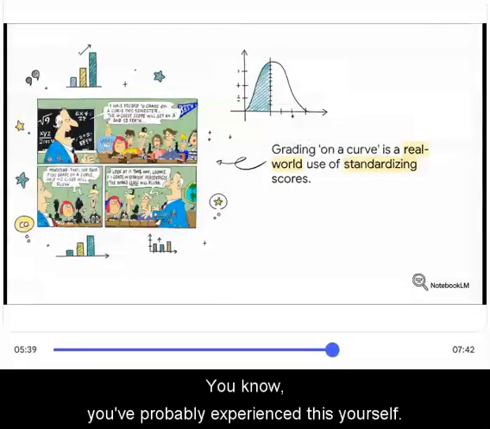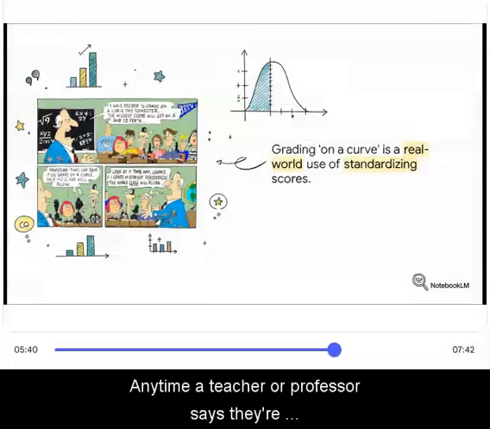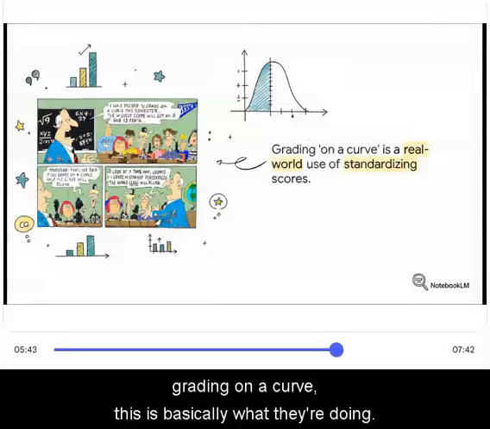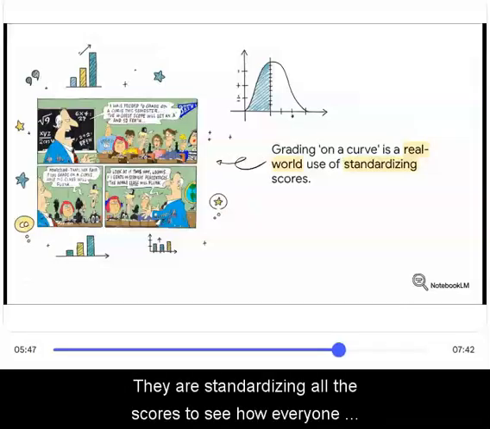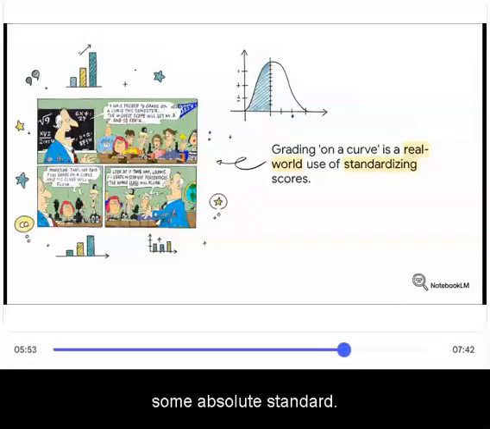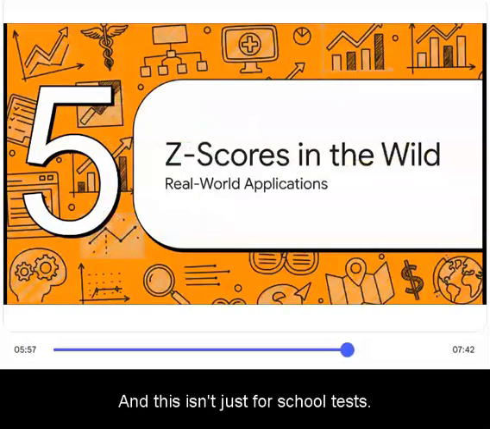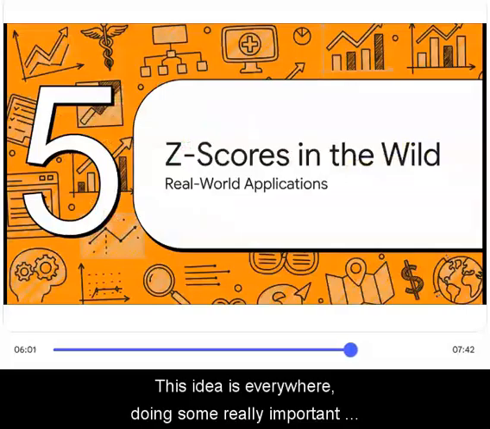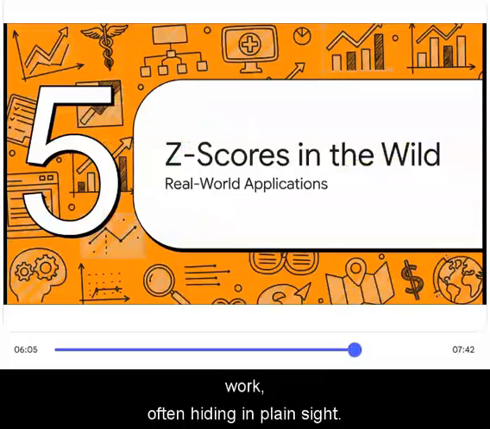You know, you've probably experienced this yourself. Anytime a teacher or professor says they're grading on a curve, this is basically what they're doing. They are standardizing all the scores to see how everyone did relative to the rest of the class, instead of against some absolute standard. It's z-scores right there in the classroom. And this isn't just for school tests. This idea is everywhere, doing some really important work, often hiding in plain sight.